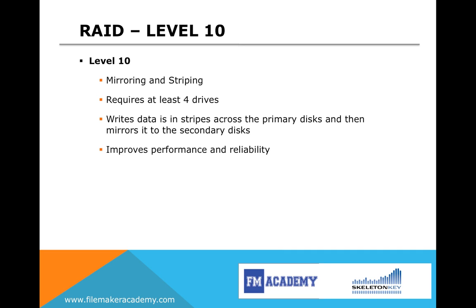Next we have RAID 10. Sometimes this is also referred to as RAID 1+0. This is going to have both mirroring and striping. And the reason that we don't just do this all the time is that instead of just 2 drives, this is going to require 4 drives. So if we implement it with 4 drives, we would write half the data to 2 of the drives, and then we would mirror those drives onto the other 2 drives. So this one gives us both performance and reliability.